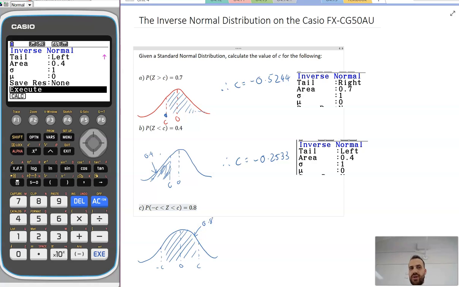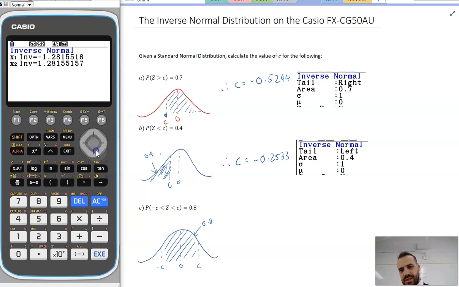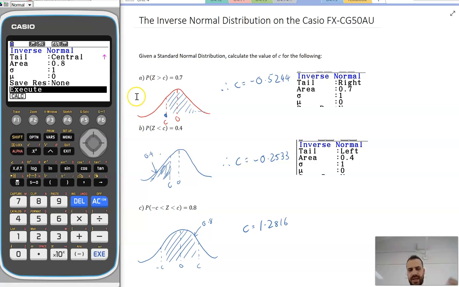All right, so now we get this odd thing, a central tail. Doesn't make a lot of sense. A central tail. Area of 0.8, 1, 0, and we can calculate that. Obviously, I'm going to get two answers here. So C is negative 1.2815 and 1.2815. Now, I don't want to know negative C and C. I'm just trying to solve what C is. So I can say C is equal to 1.2816. And again, copy and paste that in so they know what you're talking about.